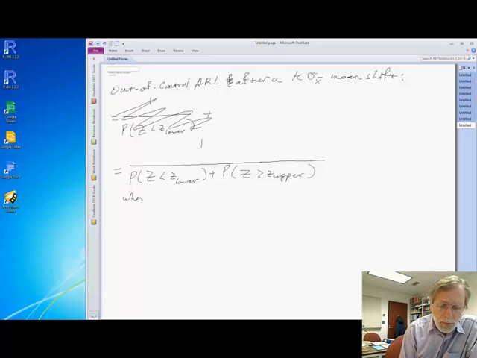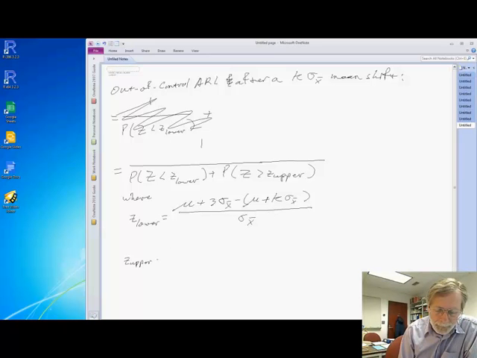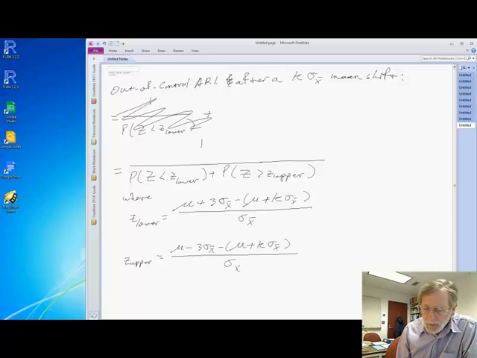Where Z lower equals mu plus 3 sigma x bar, minus quantity mu plus k sigma x bar, the whole thing divided by sigma x bar, and Z upper equals the fraction mu minus 3 sigma x bar, minus quantity mu plus k sigma x bar, whole thing over sigma x bar.